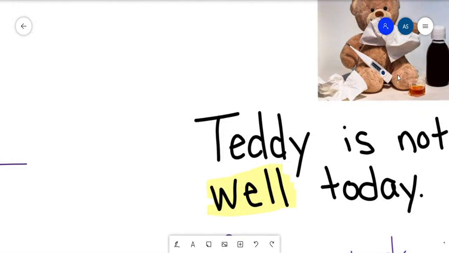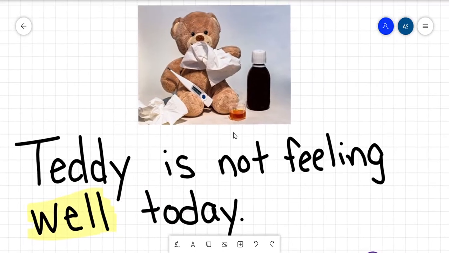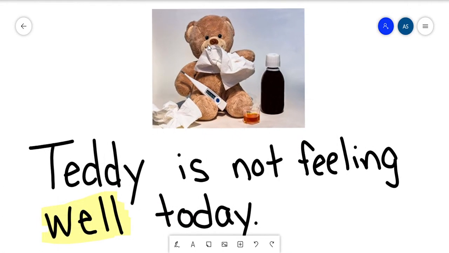All right, let's come over here to our sentence. And we have a picture. Here's my friend Teddy. He's got some tissues and some medicine and a thermometer. Do you think Teddy is feeling well today?